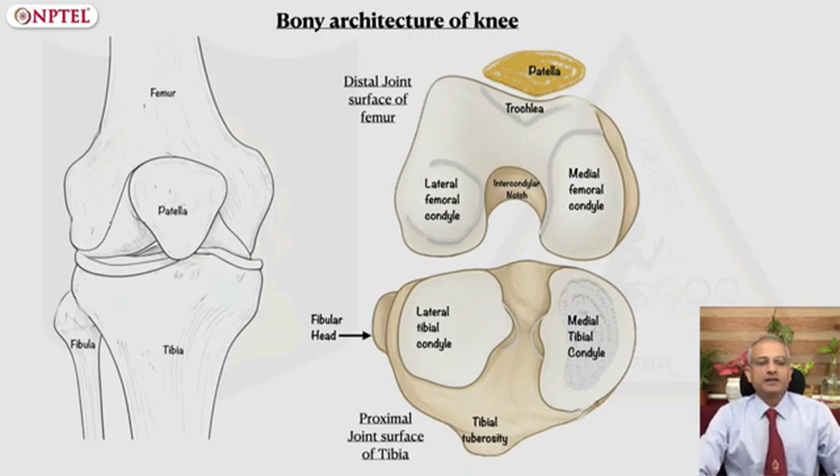Having seen the anatomy, let's now move on to the soft tissue components of the knee. The joint per se is covered all around by the joint capsule and the synovial membrane. This protects the joint and nourishes the joint by secreting the joint fluid.